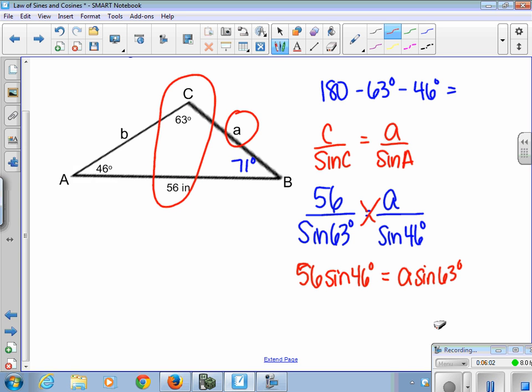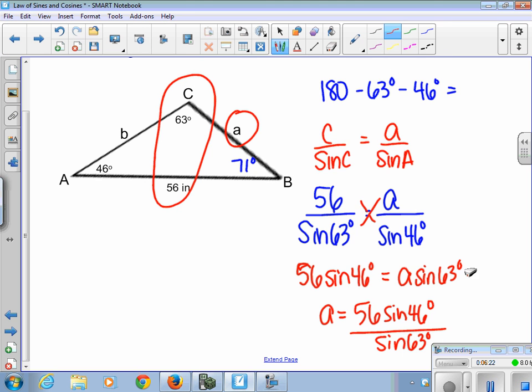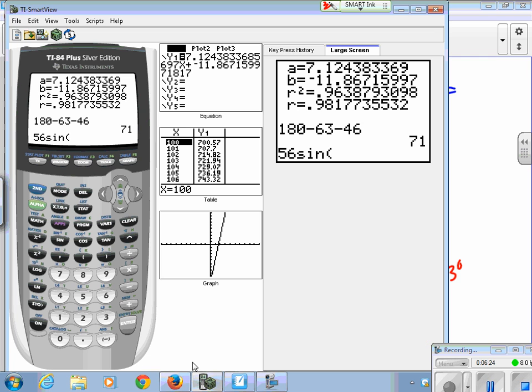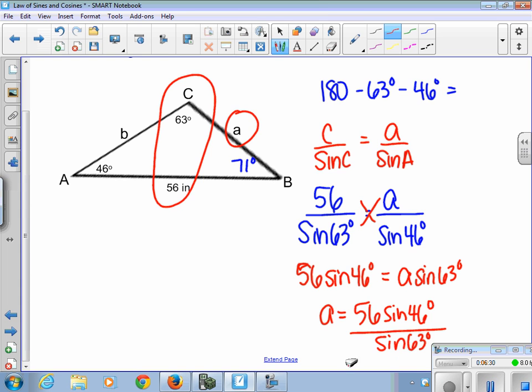So then tell me what I'm going to have to do to solve for A. Divide by sine 63. So A is just going to be 56 sine 46, I like to write it all out, divided by the sine of 63. Okay, when I divide that, let's plug that in. 56 sine 46. So I'm going to get that first, and then divide that by sine 63.